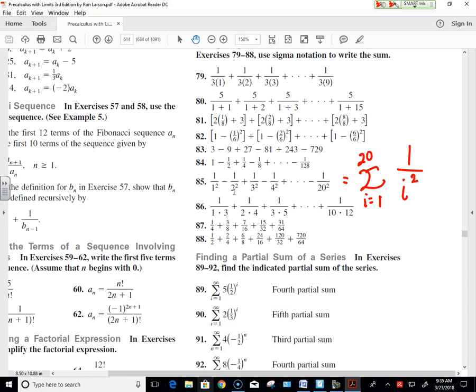Check it. Does it make sense? 1 over 1 squared, 1 over 2 squared, 1 over 3 squared, 1 over 4 squared. I had to use a variable so that I could be changing. This almost works. What else do you notice in this sum?